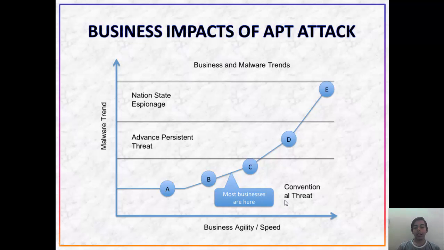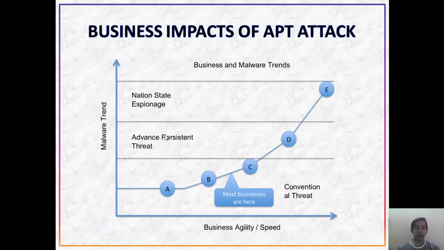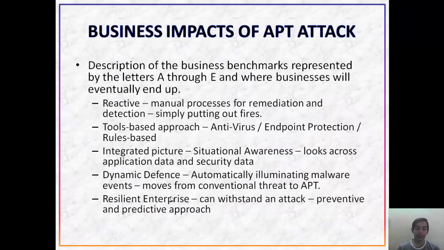So what I mean by this is, suppose just a very basic school or organization, their business is set up in A. That basically means that they will use some very basic tools, suppose just virus scanners to scan basic viruses. Now B. The companies situated at B basically employ a tools-based approach, which is basically antivirus, endpoint protection, and rules-based approach. C is basically an integrated picture that looks across application data and security data.